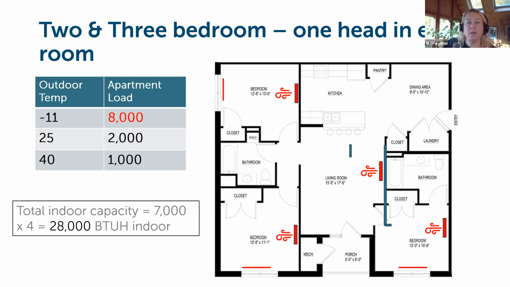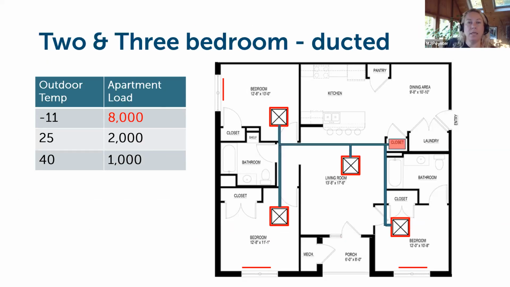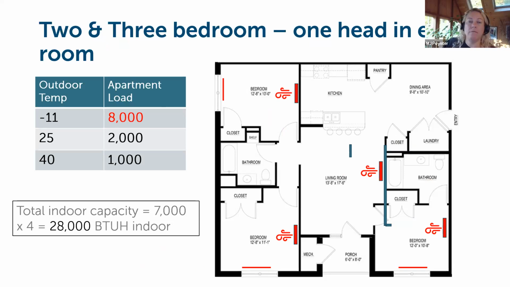Let's see what it looks like if we went to ducted. So ducted would allow you to pick just one indoor coil and then send the cool and warm air to every space. The drawback of going from, so in this case, everybody has their own thermostat, but we know that it's going to be way, way, way oversized. So it's not going to work.